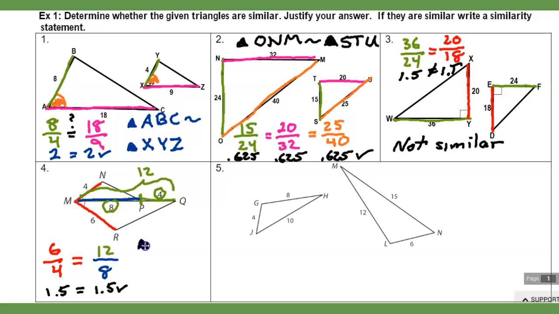Write the statement. Triangle, let's go MRQ, is similar to triangle. And what's congruent to M in the little triangle? M again. What's congruent to R in the little triangle? N. And then last would be P. There we go.